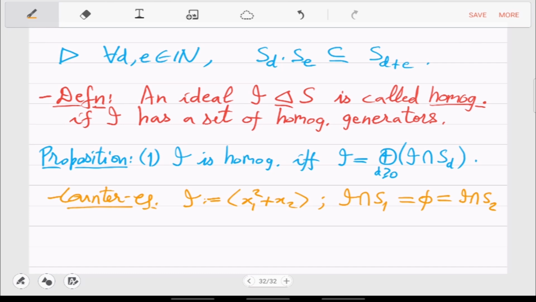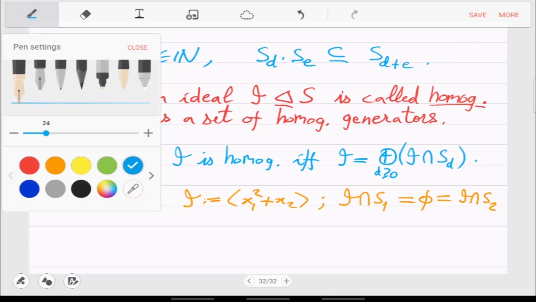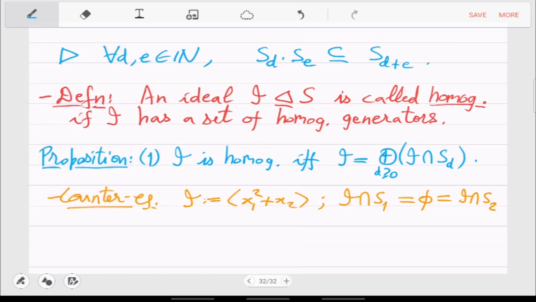So it happens when I is inhomogeneous. If you took homogeneous, then you can see that it's clearly true. That's a simple proof of the proposition.